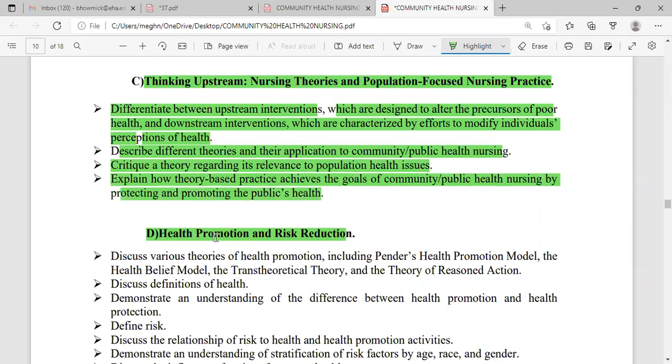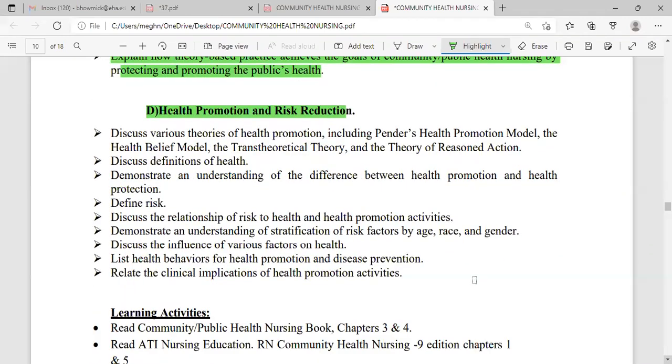So, health promotion and risk reduction. Discuss the theories of health promotion, including the Health Promotion Model, the Health Belief Model, the Transtheoretical Model, and also the Theory of Reasoned Action.